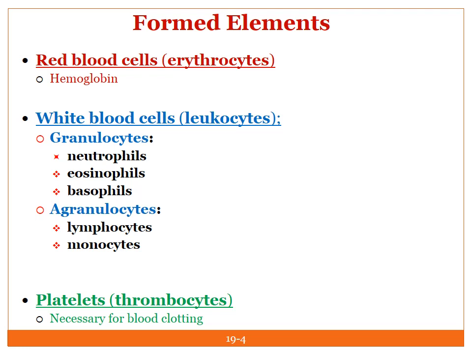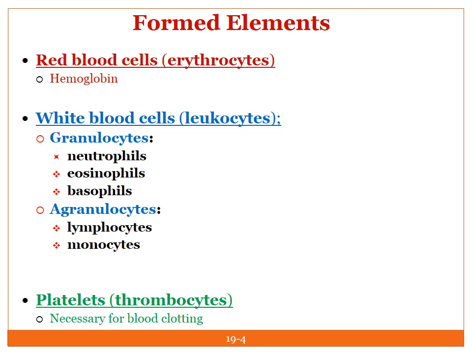The white blood cells, also known as leukocytes, are divided up into granulocytes and agranulocytes. This refers to when we stain these cells to look at them under a light microscope, the granulocyte will show large granules in the cytoplasm, and as well these cells will have multi-lobed nuclei. There are three types of granulocytes: neutrophils, eosinophils, and basophils.